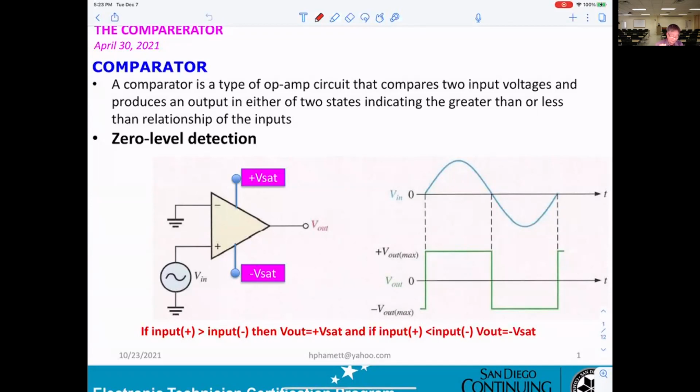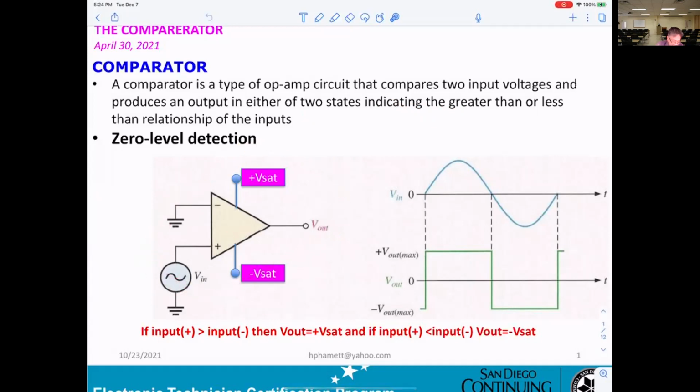Okay, a comparator is a type of op-amp circuit that compares two input voltages and produces an output in either of two states, indicating the greater than or less than relationship of the inputs. This is the circuitry for a comparator.